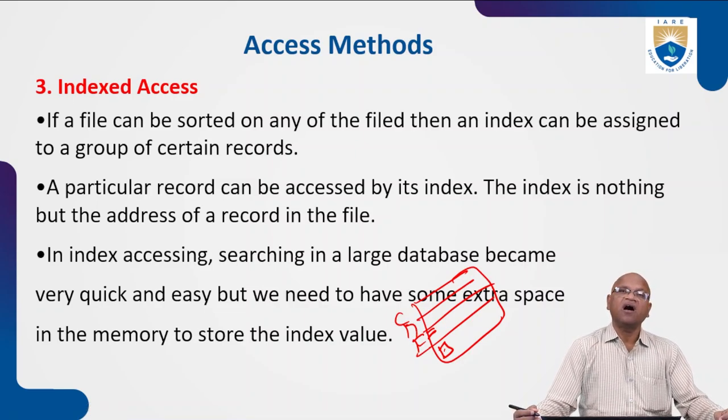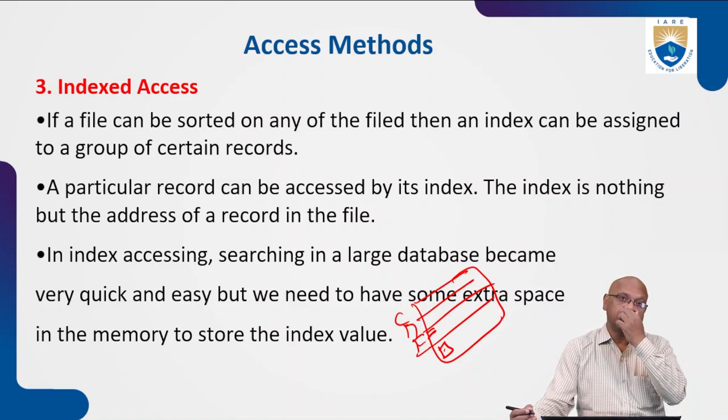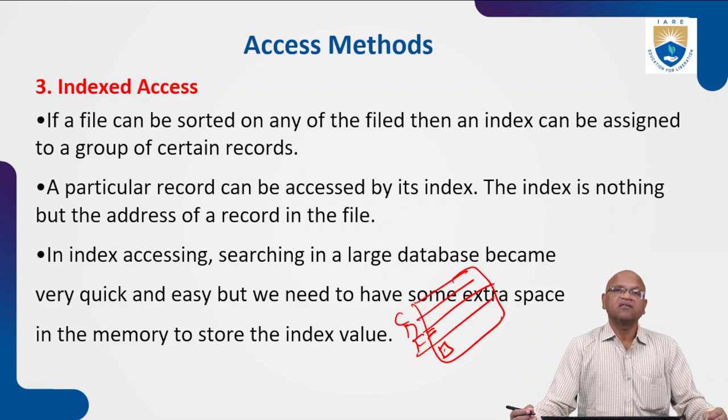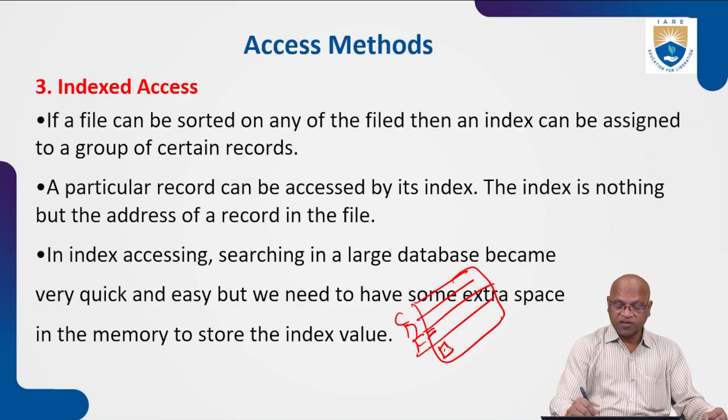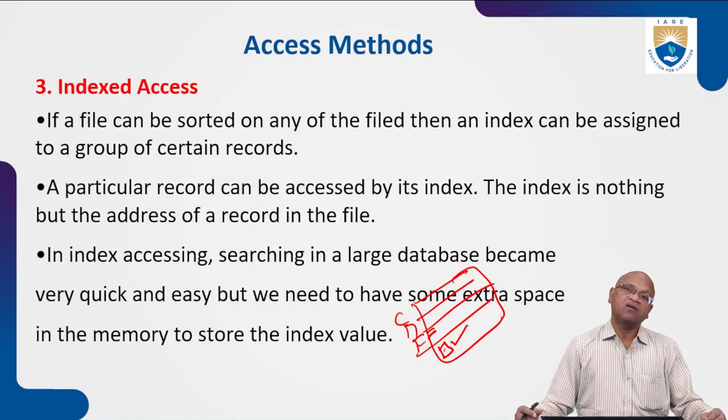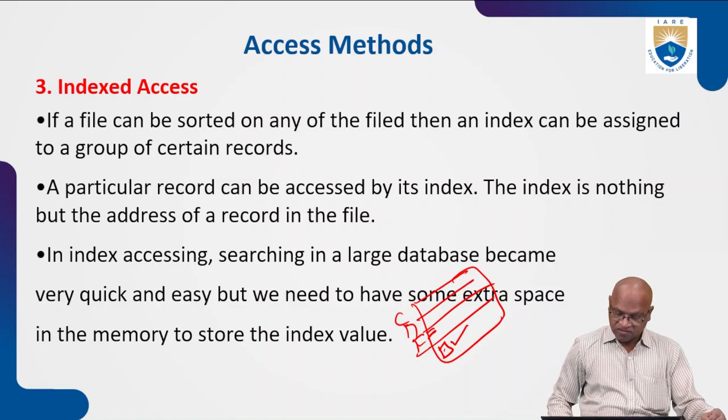If a file can be stored on any of the drives, then the index can be assigned to a group of certain records. A particular record can be accessed by its index. The index is nothing but the address of a record in the file. So in index accessing, searching in a large database scheme is very quick and easy, but we need some extra space in the memory to store the index value. This is a very good method, but it requires extra memory. Apart from the normal memory, we have to allot some more memory for the indexing access method.